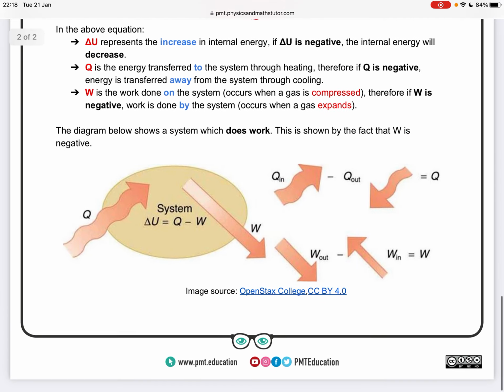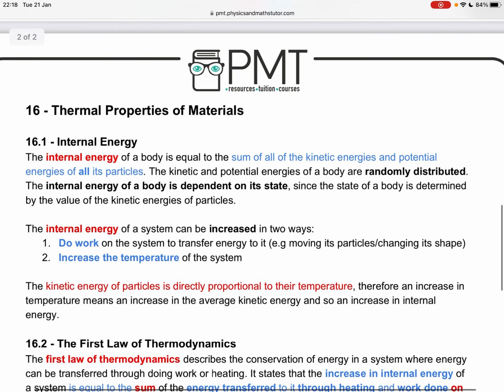Okay, it's only one page of notes, but we're not going to only cover this part. We're going to cover it from flashcards, and we're going to cover the definitions and other websites as well if we have time. So, thermal properties of materials. Now we start with the internal energy.